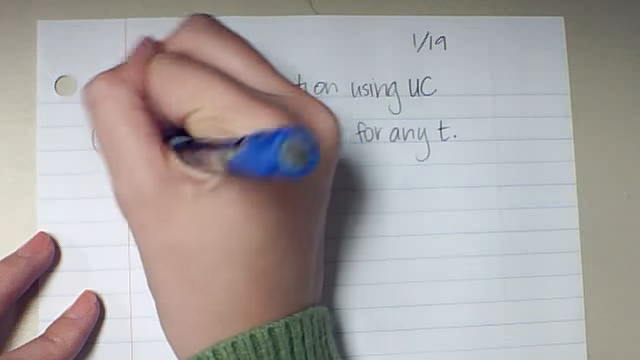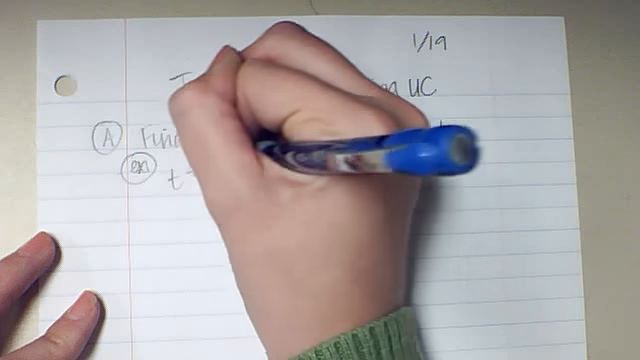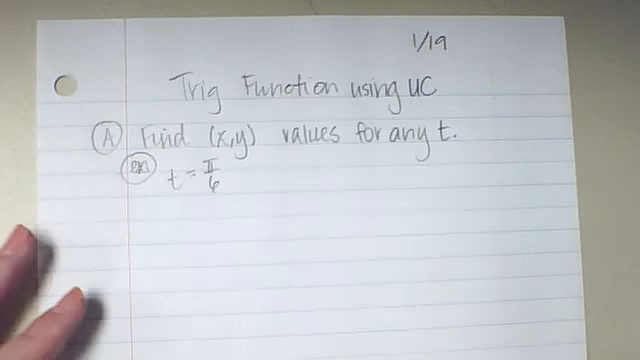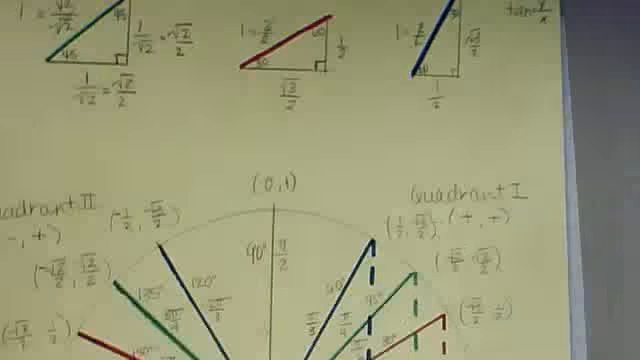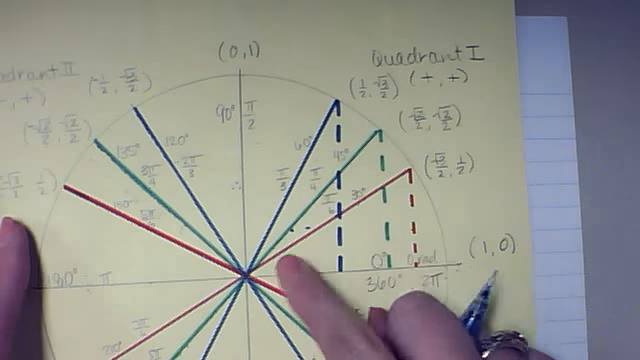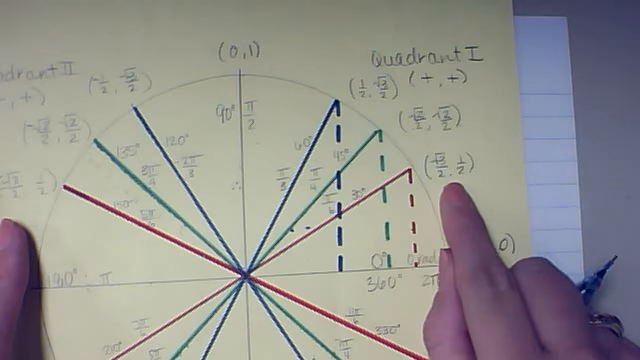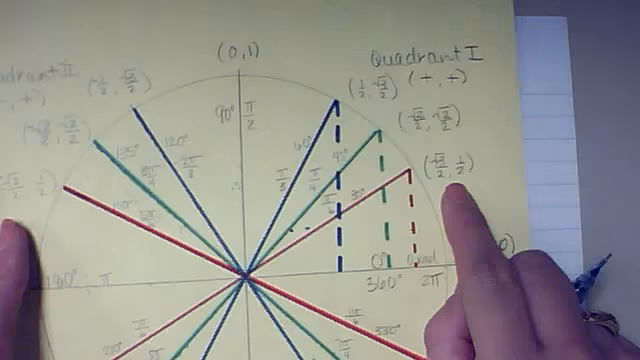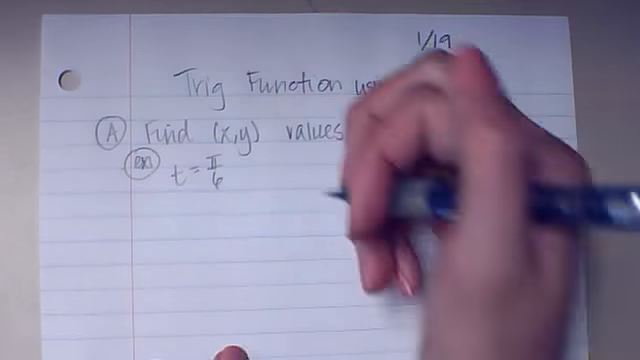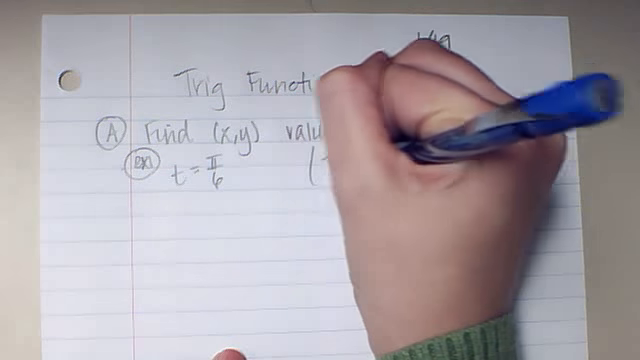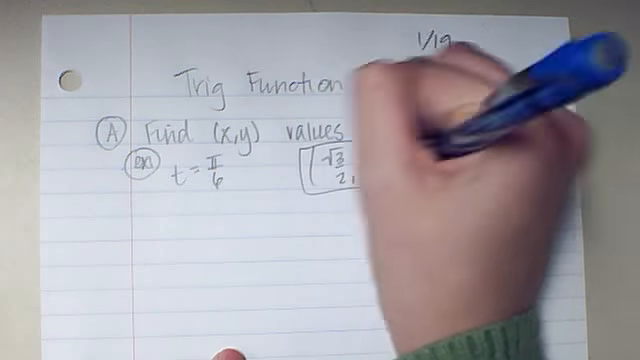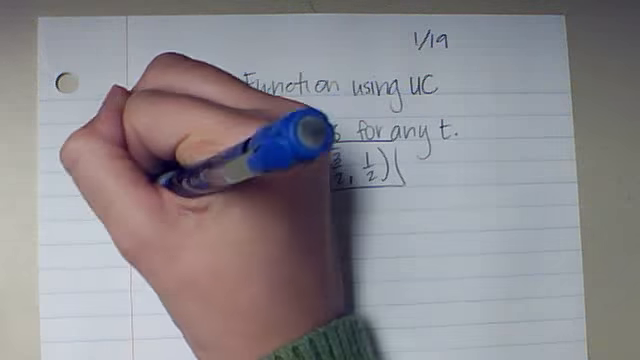Example number 1, if t equals pi over 6. Alright, let's find pi over 6 on your unit circle. Here's my pi over 6, should be yours as well. And so the x and y are root 3 over 2, comma 1/2. And that's it, actually, guys, is just to find that x and y value and write it down.